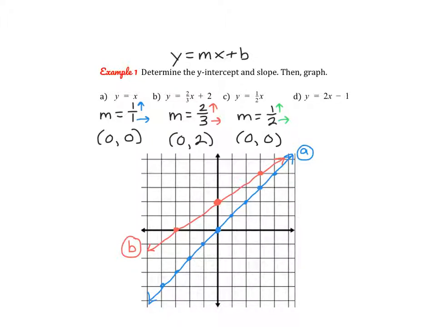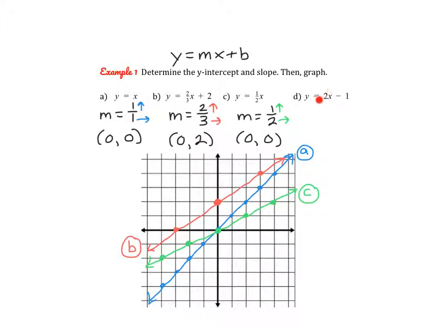So we always start at the y-intercept and then follow our slope, up 1, right 2. Or backwards, down 1, left 2. From there, just connect the dots. You should have a nice straight line, and we'll label it line C.